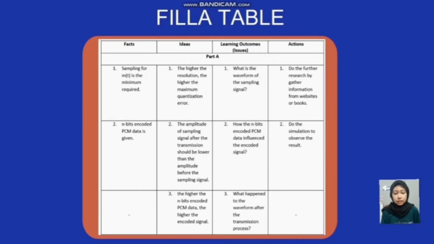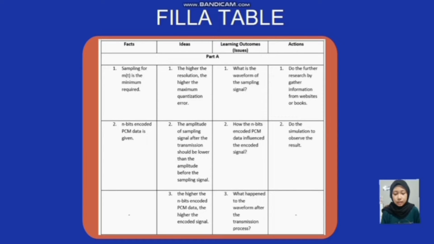For the table, our group did each part, which is part A, part B, part C, and part D. So this is for part A. First of all, the fact is the sampling is the minimum required, and the n bits encoded PCM data is given. For the ideas, the first idea is the higher the resolution, the higher the maximum quantization error.